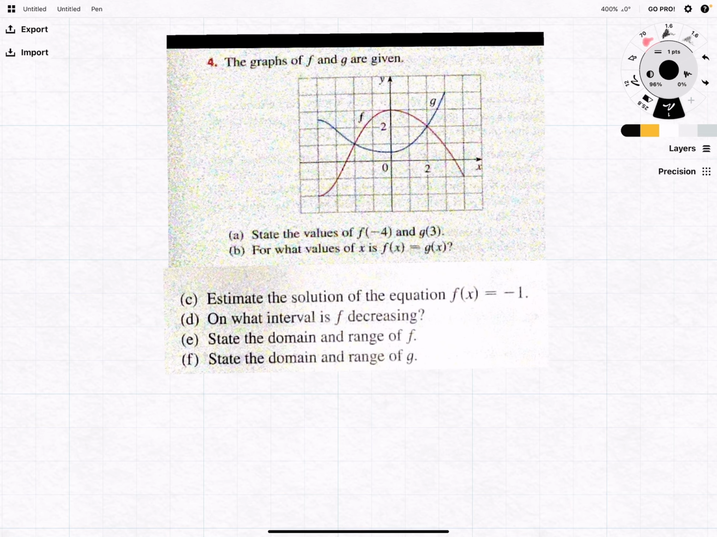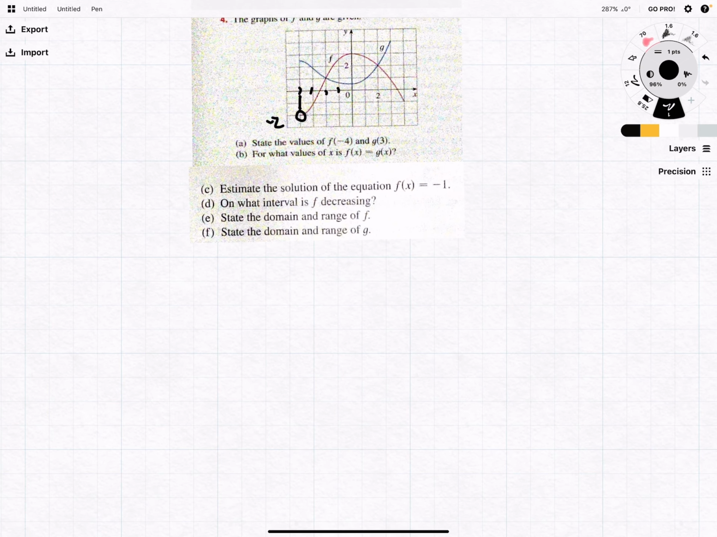It says, state the values of f of negative 4 and g of 3. So we'll go to f of negative 4, 1, 2, 3, 4. And it looks like f of negative 4 is negative 2. Part A. F of negative 4 equals negative 2.